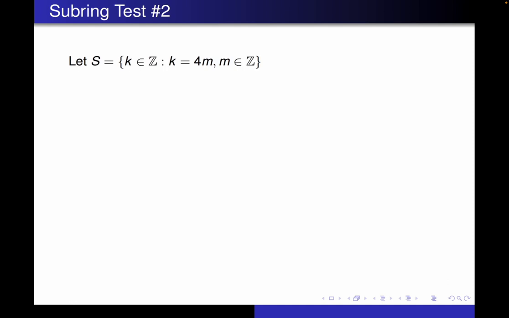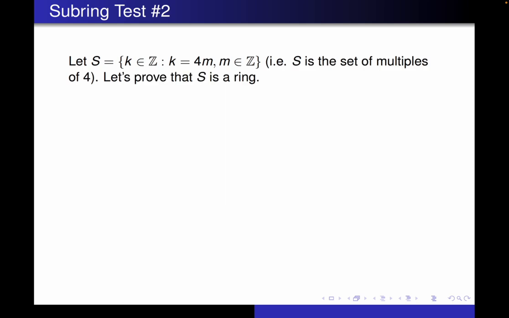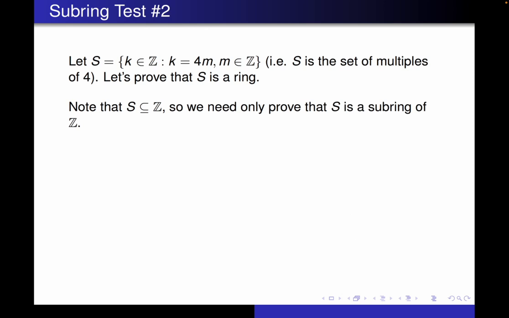All right, so let's look at our old friend, the set of multiples of 4, and we've already proved this is a ring using the old subring test. Let's see how it works with the new subring test. All right, we're going to prove S is a ring. So S is a subset of Z. We just have to prove that S is a subring of Z. So we're going to use that subring test. So we need to prove three things. First of all, S is non-empty.